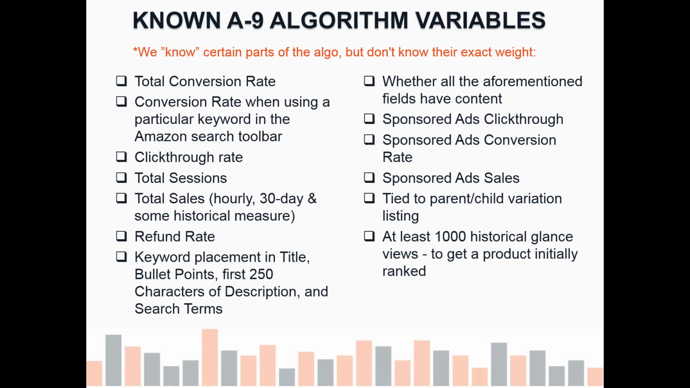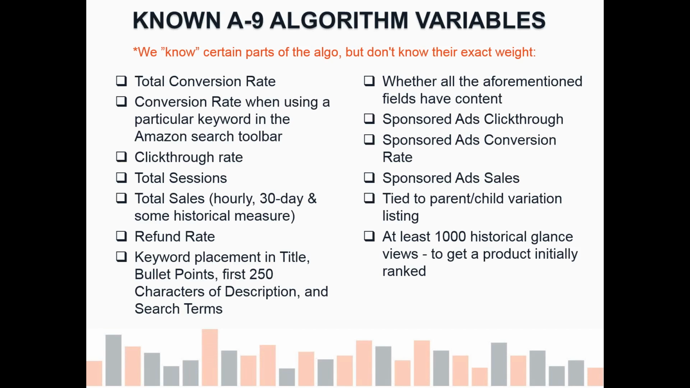Tied to parent-child variation. What this is referencing is that as you list products that may have different sizes or colors on the site, it's important to tie those together in an appropriate parent-child variation. Those get weighted together. Amazon will take the aggregate of the sales associated with those products and the reviews associated with them and content, and they will actually rank much better than they would have previously if they were separated.